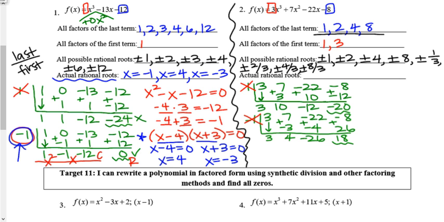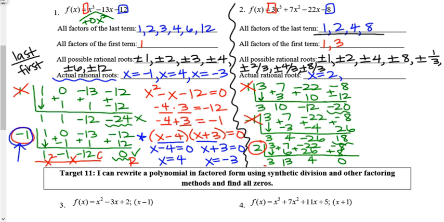Let's try 2. 3, 7, -22, -8. Bringing down my 3. 2 times 3 is 6. 6 plus 7 is 13. 2 times 13 is 26. Plus -22 is 4. Oh, 2 times 4 is 8. That is actually going to work. I get 0. All right, which means that 2 is a rational root. I can write that up here already, actually. I know that x equals 2 is one of my answers.